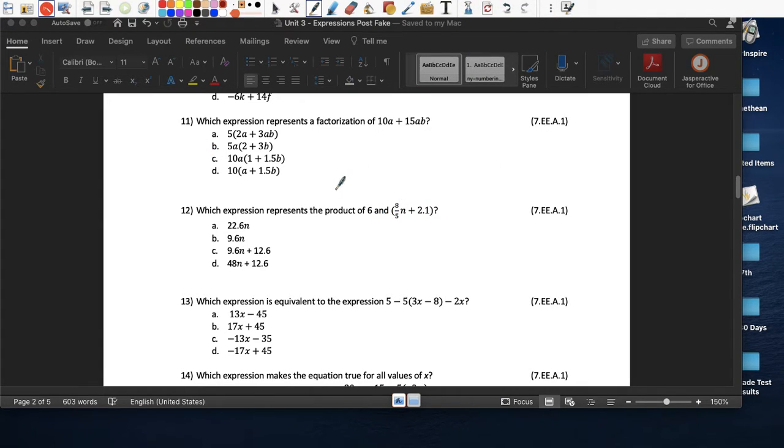Okay, so product, this word means multiply. So let me write it like this. Right? We're going to multiply.